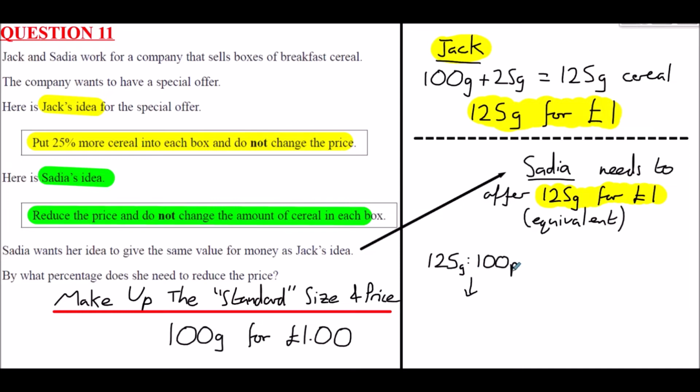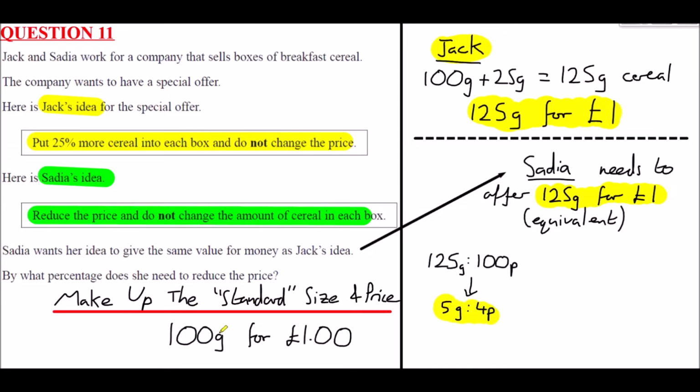So we can simplify this ratio here. Both these numbers are multiples of 25. So we could say that as a ratio of value for moneyness, if that's a thing, which of course it isn't, oops, made a mistake, we're wanting 5 grams for every 4 pence spent. That's what Jack's idea is.